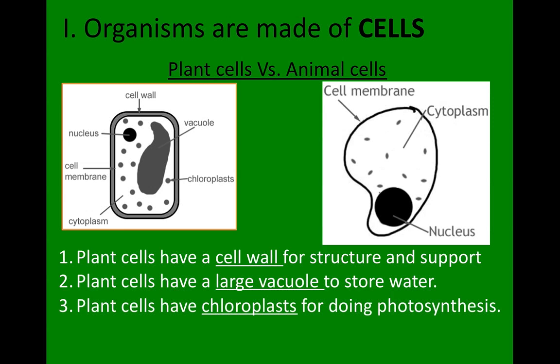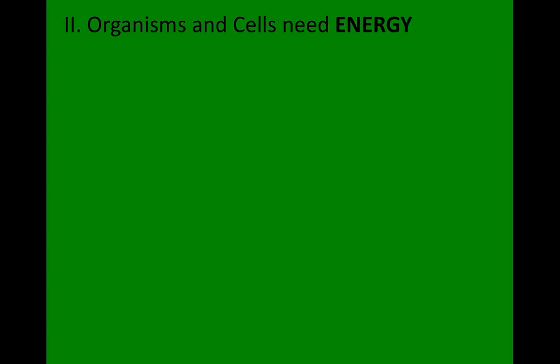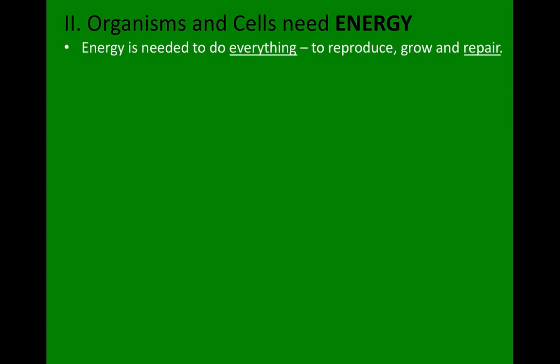All right. Moving on to our next thing that is true about organisms is that all organisms and cells need energy. They need a constant supply of energy to do everything, any of their life functions, to reproduce, to grow, to repair themselves, to do anything. They need a constant supply of energy.